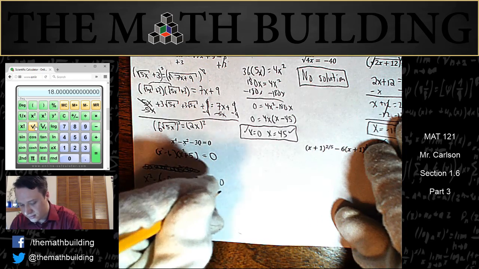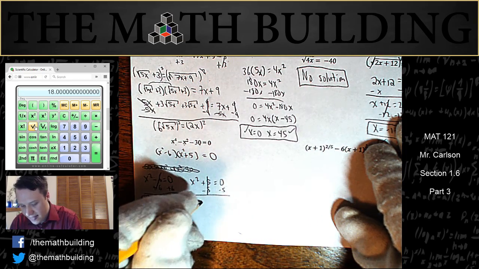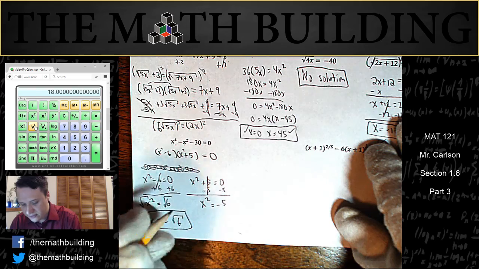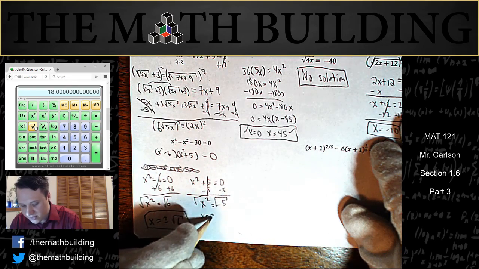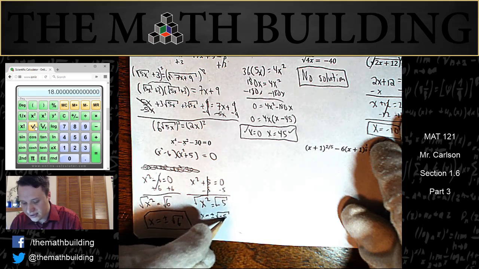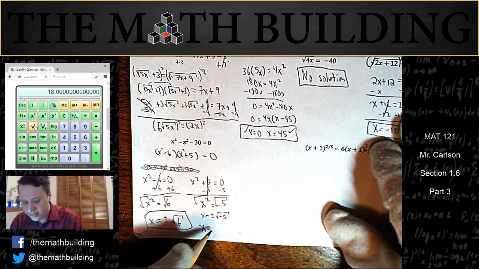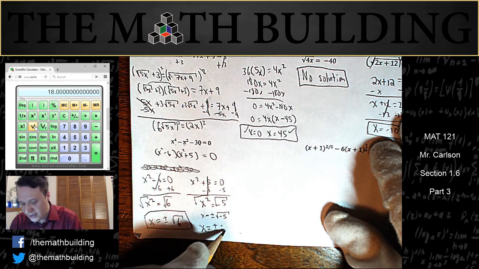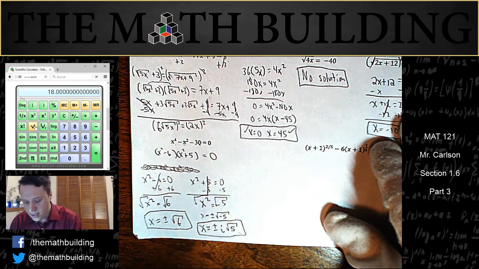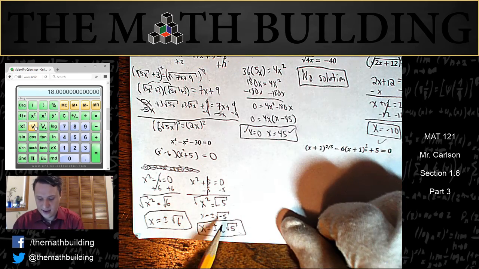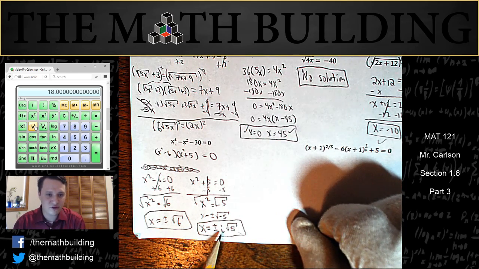Let's solve this one. Minus 5, minus 5. x squared equals negative 5. Take the square root of both sides. You get x equals plus or minus the square root of negative 5. And the best way to write that is plus or minus i root 5. So you'll notice that I just took the negative sign out, which turned it into an i.